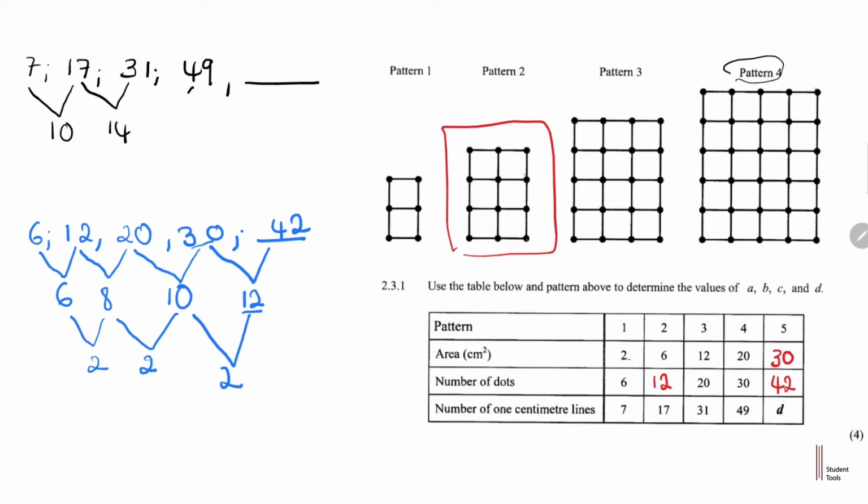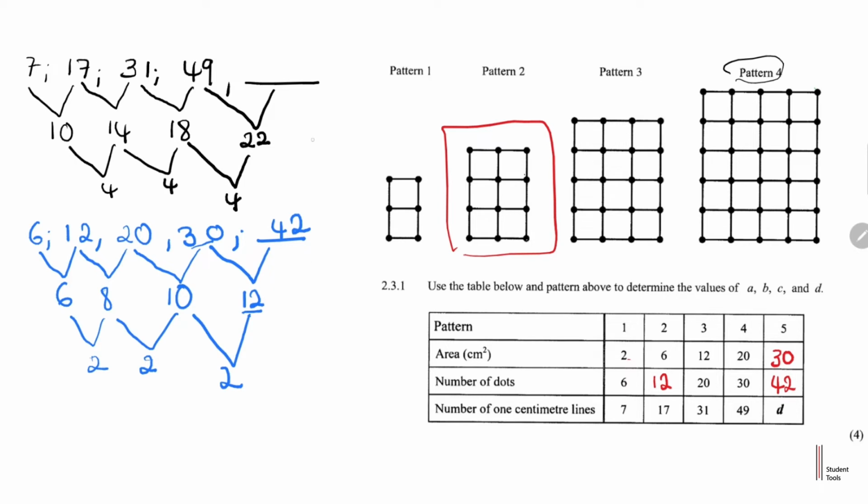Last we have 49 minus 31, so that is 18. Again, here we are seeing a trend. Obviously, here we have a common difference of 4. So that means if we were to find the common difference between D and 49, we would get 22. Why? Because here we have a common difference of 4, so the difference between 22 and 18 is 4.